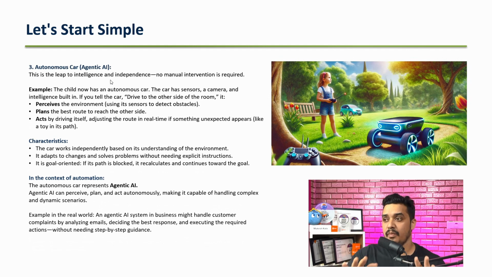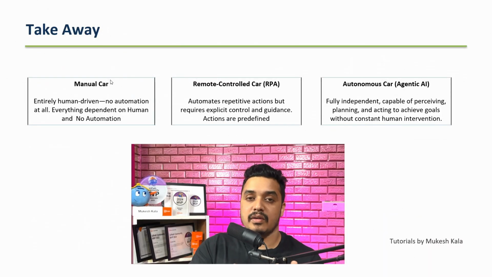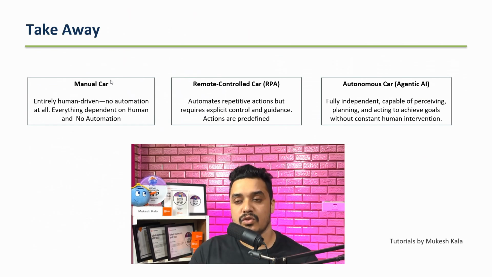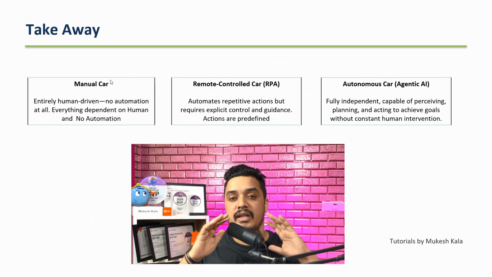Okay, so I hope you understand the example of the car, and now let's move to the next step. What are the takeaways from this example? Your manual car was entirely human driven. There was no automation at all. Everything was dependent on the human. These are all the mundane and repetitive tasks which humans are doing today without any RPA or any automation.